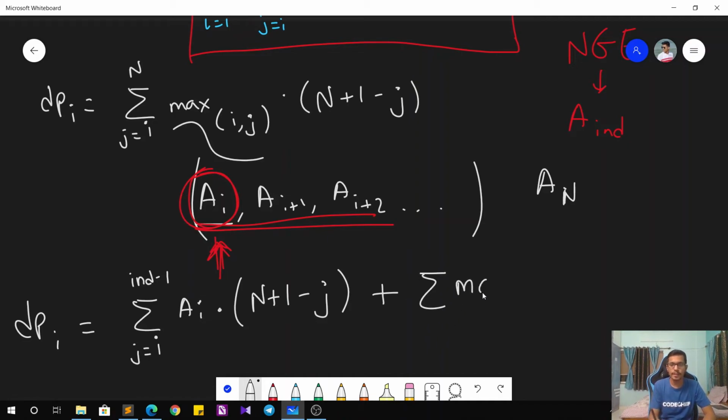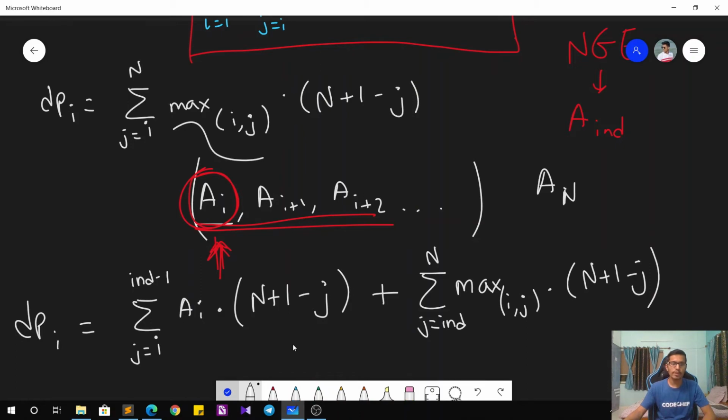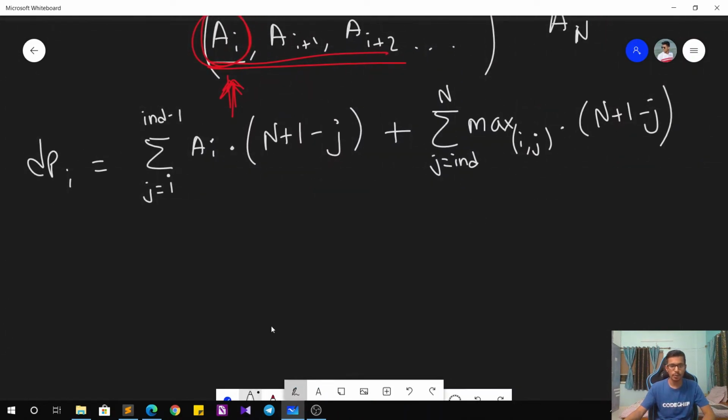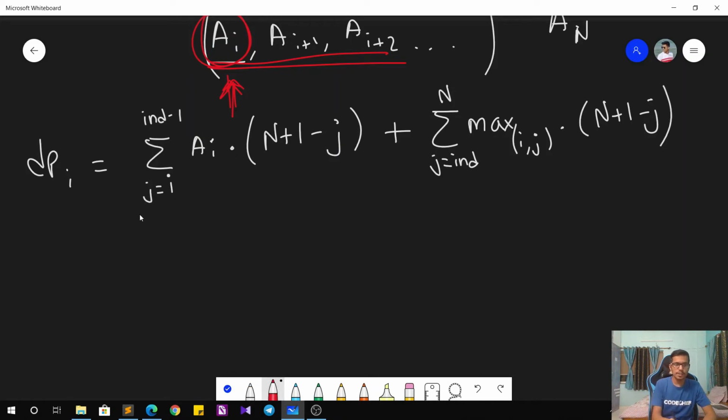It will be again max of i comma j, and j will vary from ind to n, and it will be multiplied with n plus 1 minus j. So we have now divided our expression into two subparts. This is the first subpart, this is the second subpart.